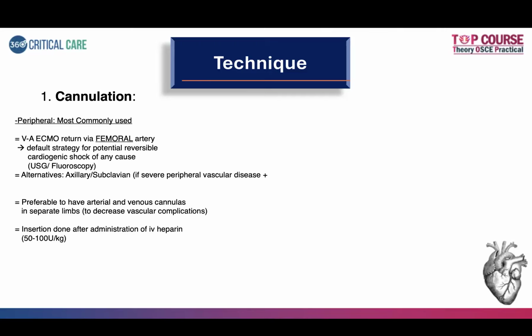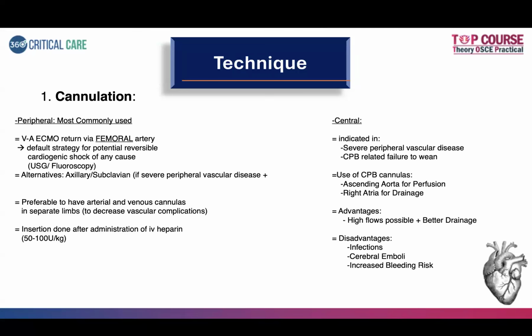Other than femoral, what are the sites that can be used? Axillary or subclavian vein. But these are to be used only if there is severe peripheral vascular disease. And once insertion is done, after administration of IV heparin, that is around 50 to 100 units per kg. The main reason is you don't want the circuit to get clotted at any point, because if you have done a successful cannulation, that itself is like 50% winning the war.